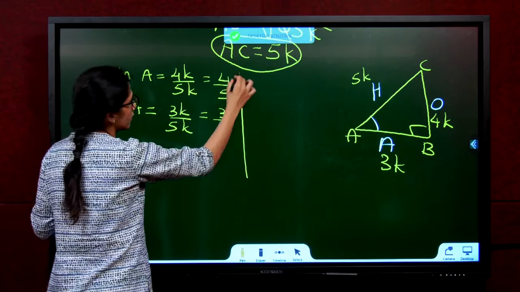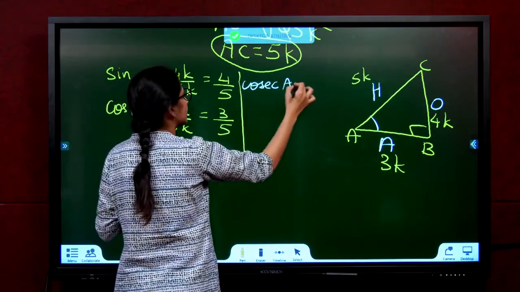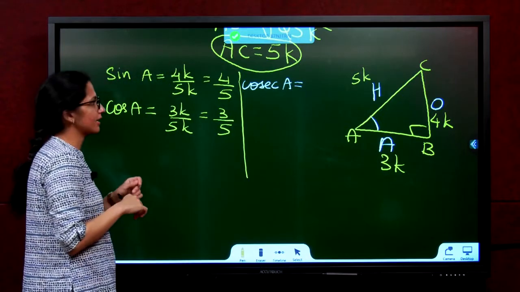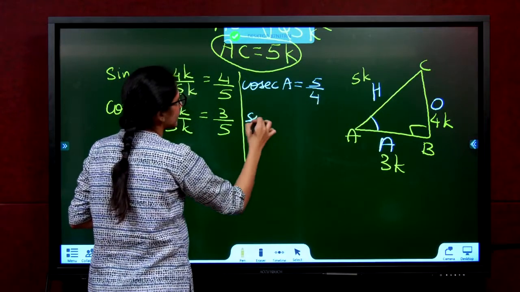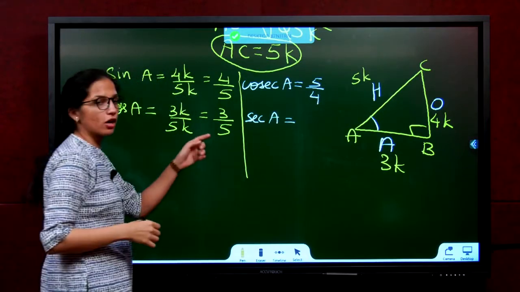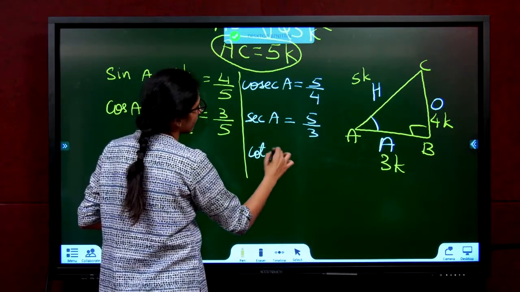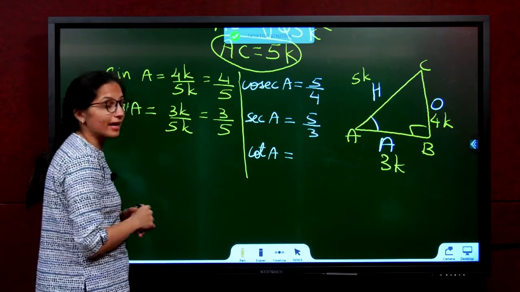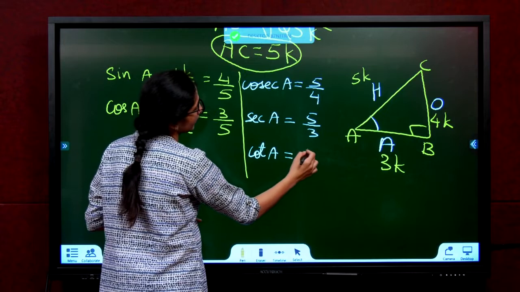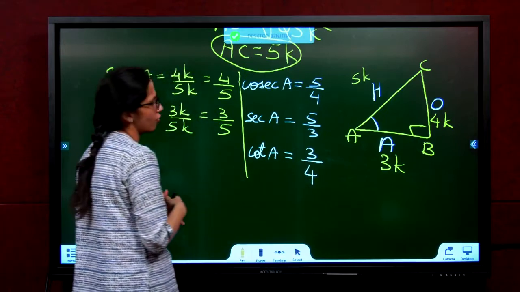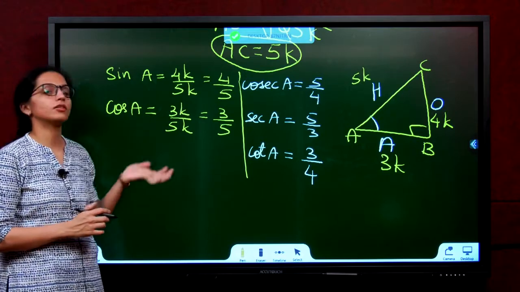Next, cosecant A. Cosecant A is nothing but reciprocal of sine. 5 by 4 you can directly write. Secant A, reciprocal of cos. 5 by 3. Cot A, reciprocal of tan. What was tan? 4 by 3. So how much will this be? 3 by 4. This is the conclusion of all the trigonometry ratios.